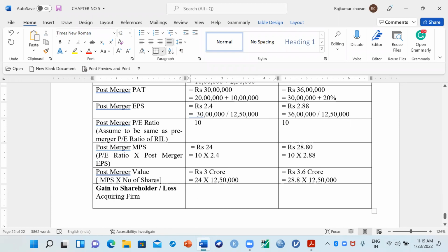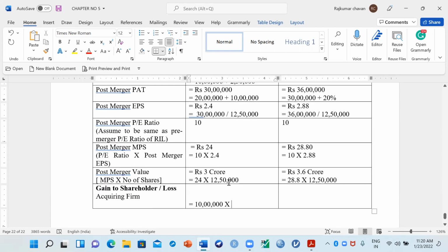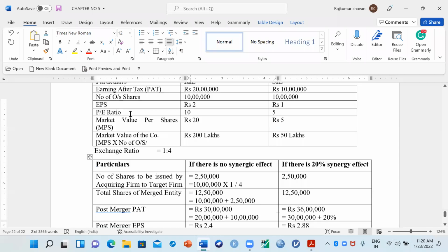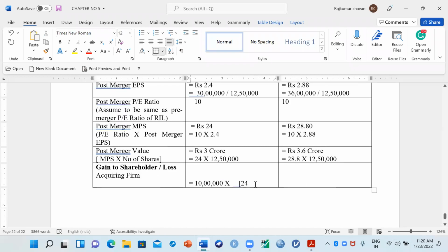So before the merger, the company had 10 lakh shares, right? So what is the gain or loss? We look at the difference between the post merger market price and the price before, in case of no synergic effect. How do we calculate this? What is the total market price? Post merger it has arrived at 24, increased from 20. So there are some changes in the market prices.